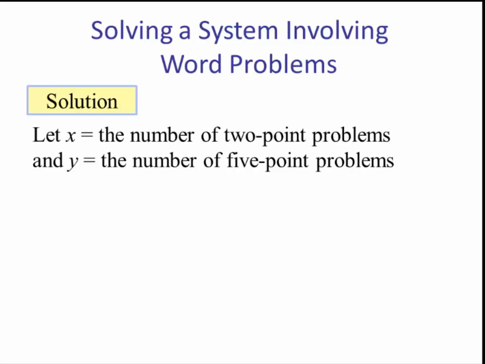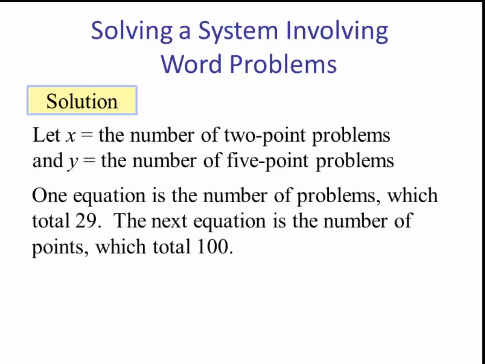Our next step is to write our equations involving x and y. The first equation is the number of problems, which is a total of 29. The second equation is the number of points, which total 100. So our first equation is going to be x plus y equals 29, the number of problems. The next equation will be 2 times x, because x is the number of 2-point problems, plus 5 times y, because y is the number of 5-point problems, and we know that when these two are added, we have 100 points total. Our next step is to solve this system.